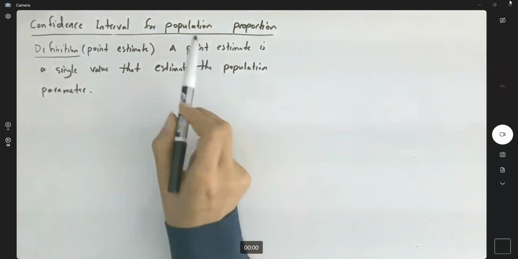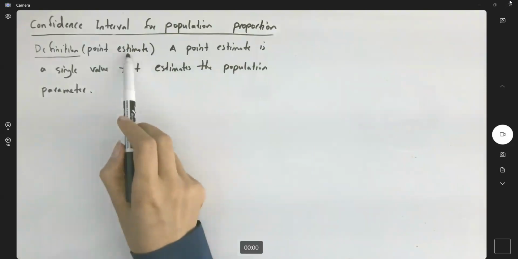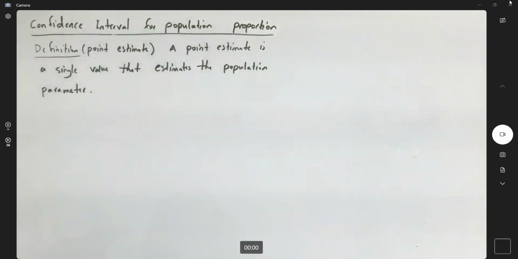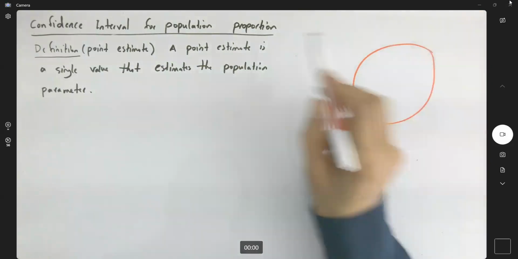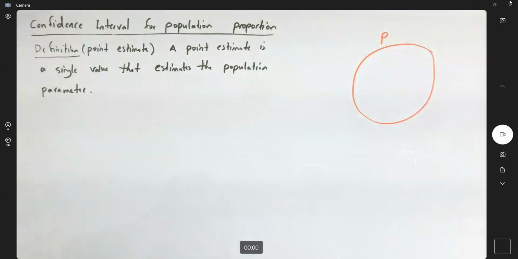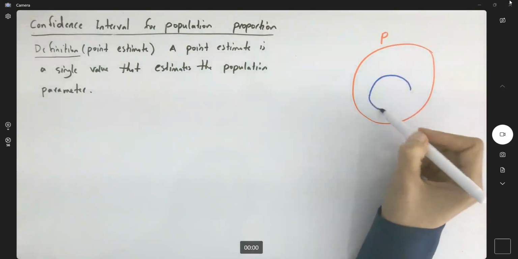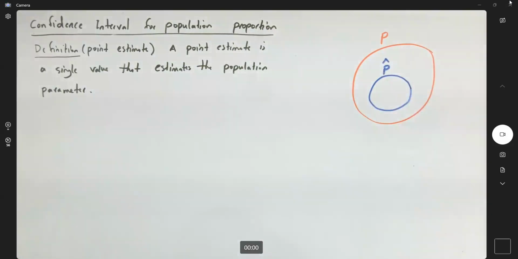Okay, now since we are working with population proportion and we try to estimate population proportion, here you have a population. The proportion of population is denoted by P. When you take a sample from that population, the sample proportion is denoted by P hat.